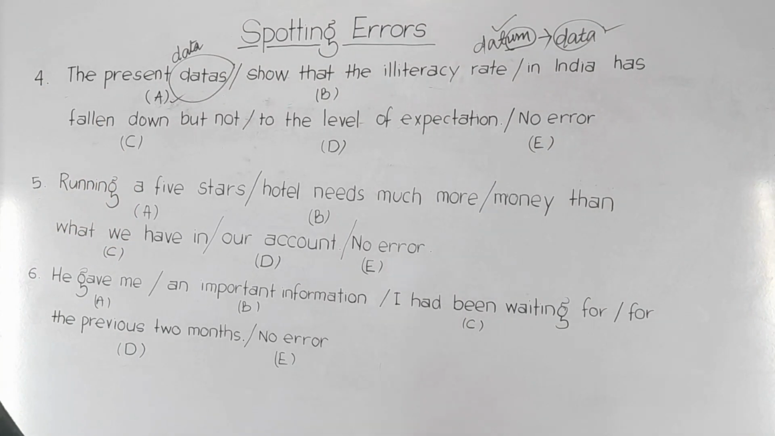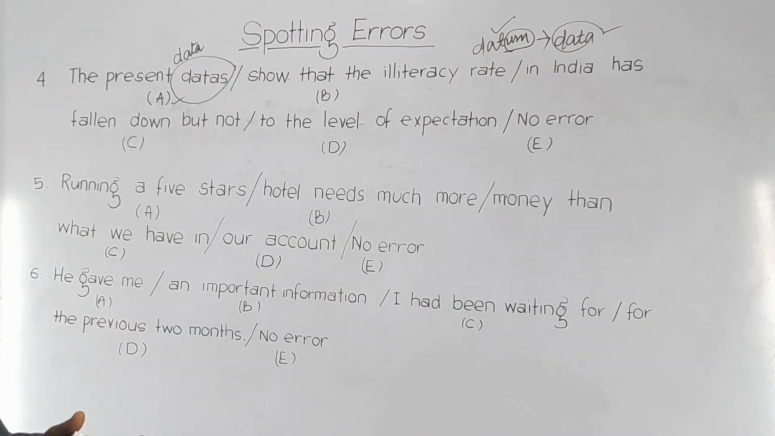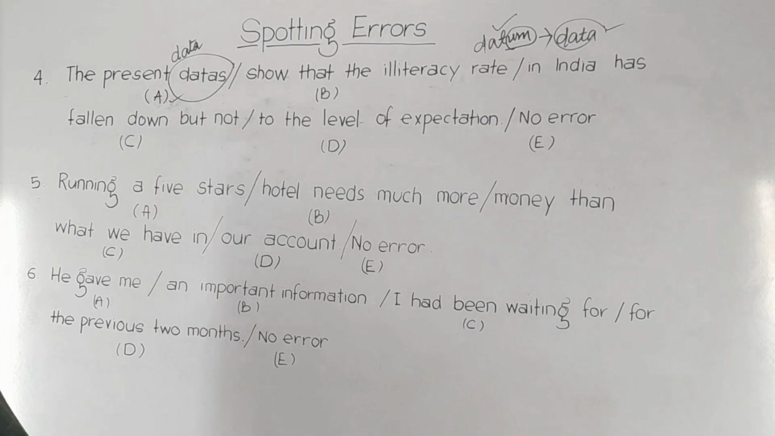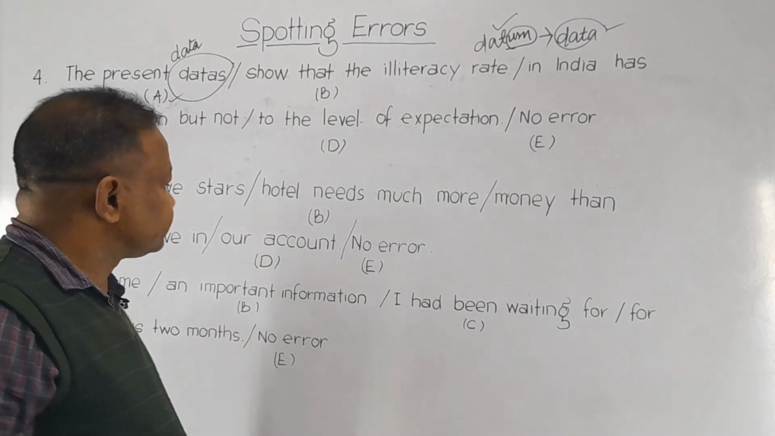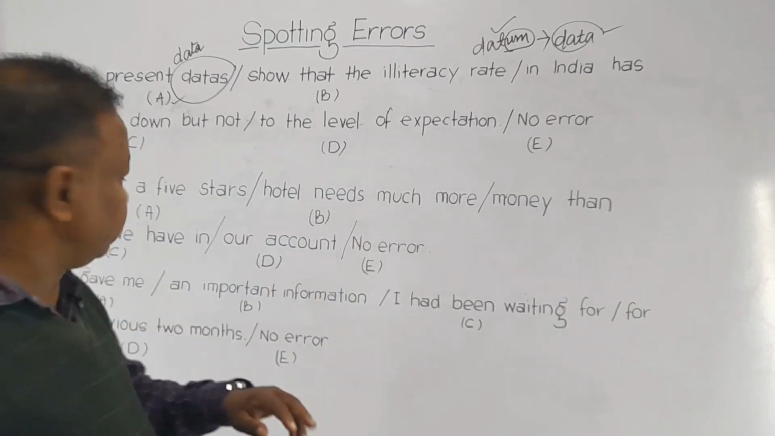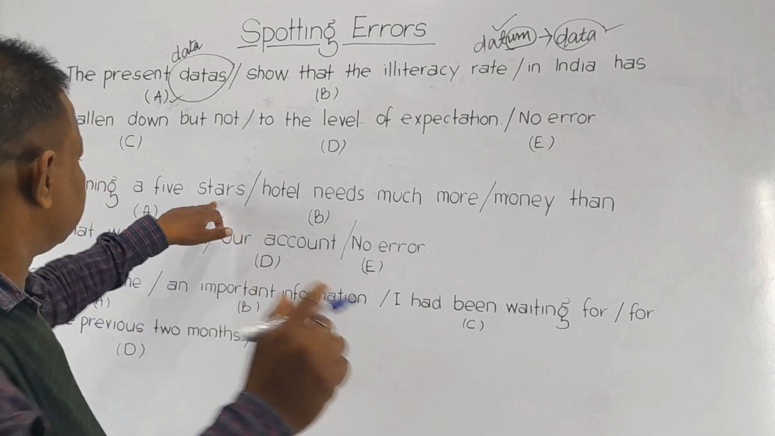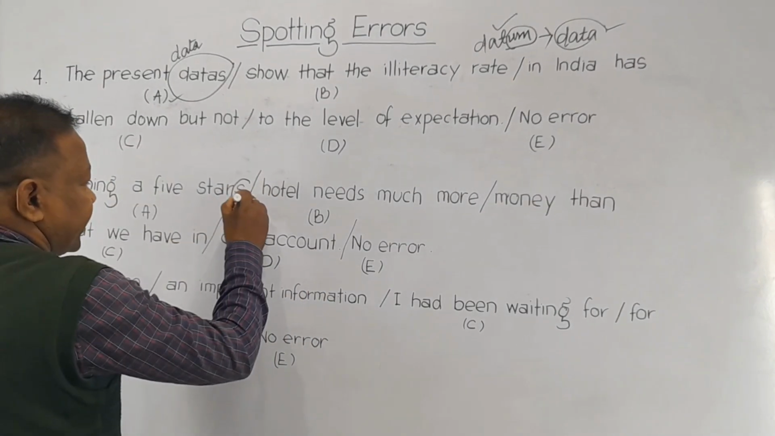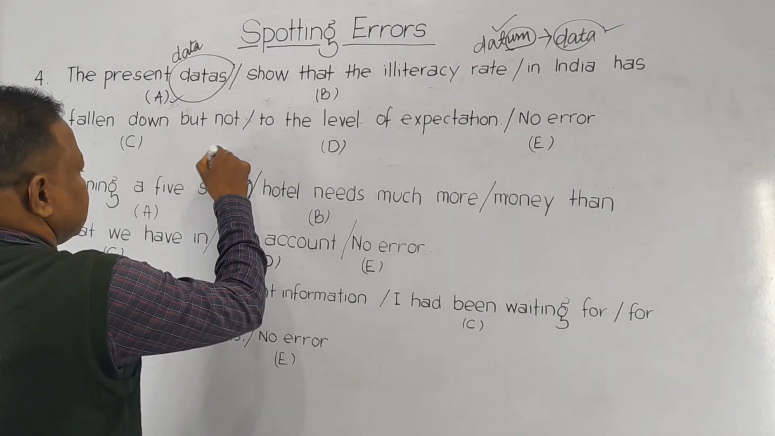Question number 5. Running a 5-star hotel needs much more money than what we have in our account. This is a very simple rule. In noun number, I described the rule: numeral adjective plus singular countable noun. But here in the question we find the plural noun, so we need to write singular.